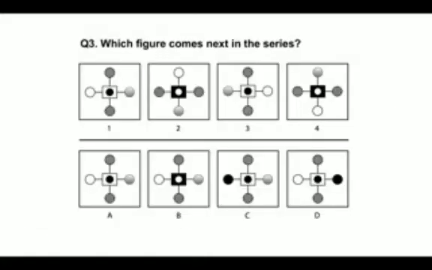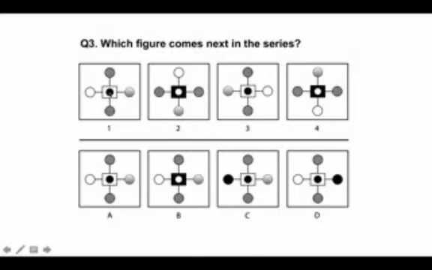Question number 3, which figure comes next in the series? So we've got 1, 2, 3, and 4 across the top, and we have to select which one comes next, number 5, out of A, B, C, and D at the bottom. Now again, upon first inspection, these look quite confusing, but if we just look for patterns, let's focus on one particular part.